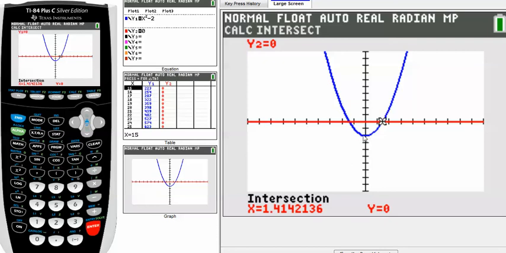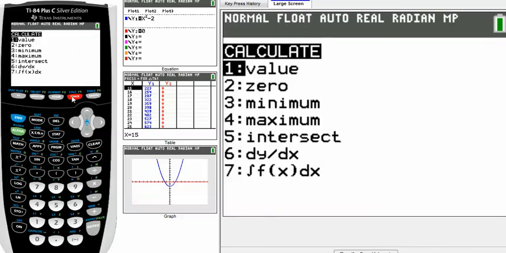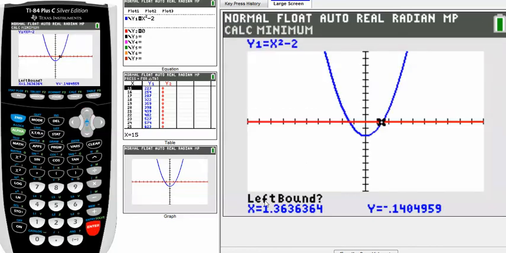Suppose I wanted this minimum here, though, and I want to know what that value is. I could again go to second function, calculate, and notice that one of the options here is minimum. Of course, you're probably seeing maximum right away too, but I can go to minimum right away. I hit enter, and it asks me for the left bound. That means it wants to know where the left side of that minimum is. So I go right over here, just on the left of that minimum value, and hit enter.